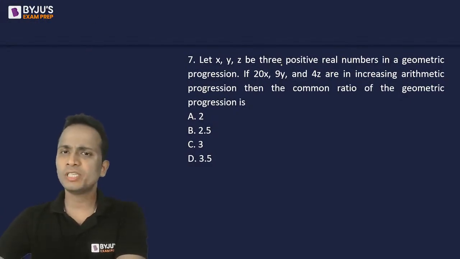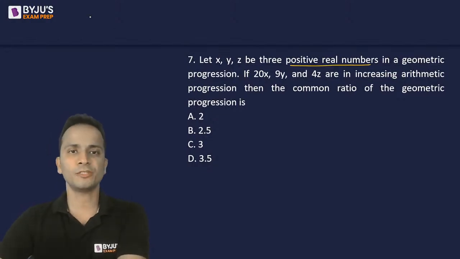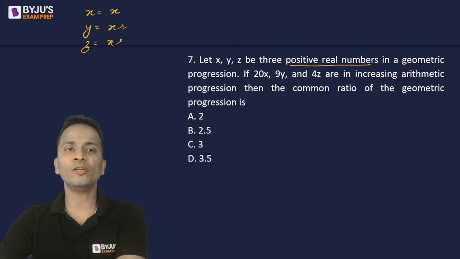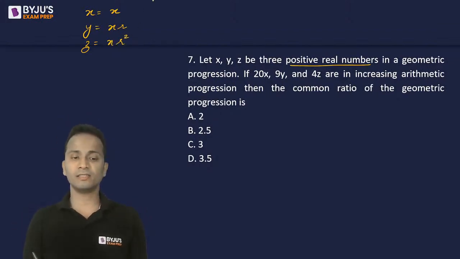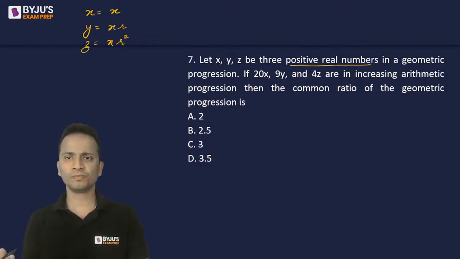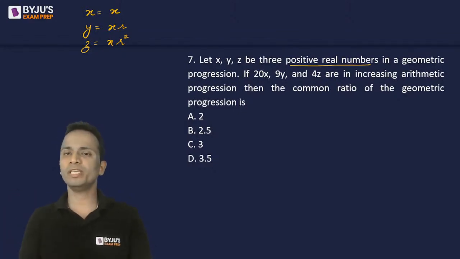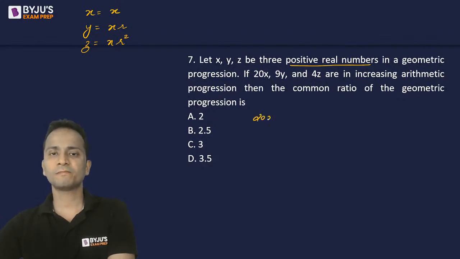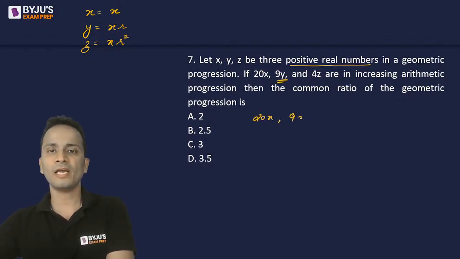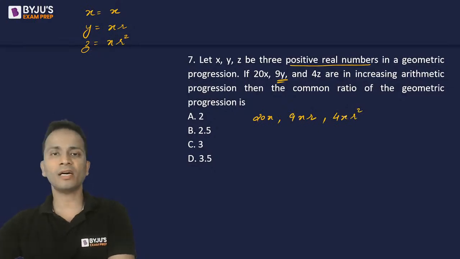चलिए. So x, y, z, three positive real numbers in geometric progression. Let's say the first term is x, and the common ratio is r. So the value of y will be xr, and the value of z will be xr square. So x, xr, and xr square are the three terms x, y, z in geometric progression. Now 20x, 9y, so 9xr, and 4z, 4xr square. These are in arithmetic progression.